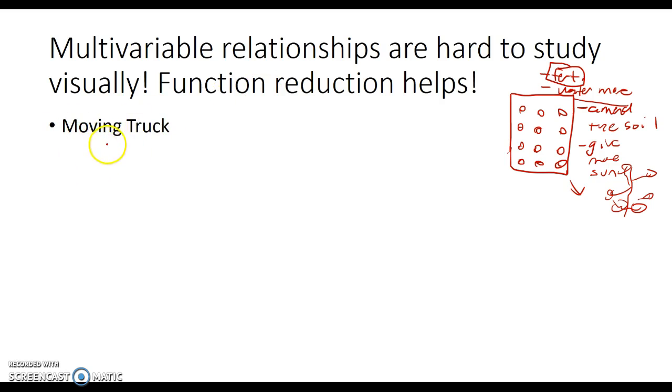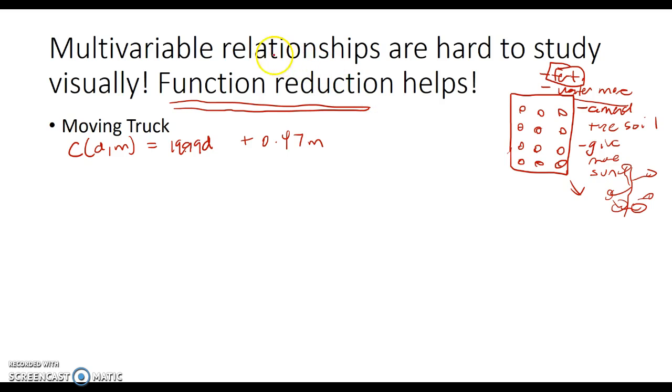So in the moving truck example, one thing that we might want to do is, this was the cost as a function of days and miles, 19.99 D plus 0.47 M. So what we can do is reduce the function. I just call it function reduction. This isn't something you could probably Google, but we're going to reduce this function to what we're used to in algebra. Make this a bivariate relationship, meaning I just want to look at one variable and see how it affects the cost. So maybe I want to look at the cost based on days, and what I'm going to do is fix one of the variables.